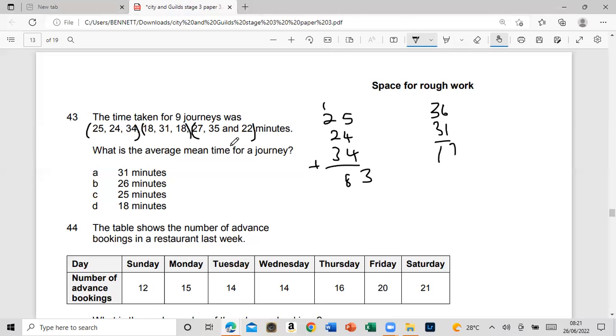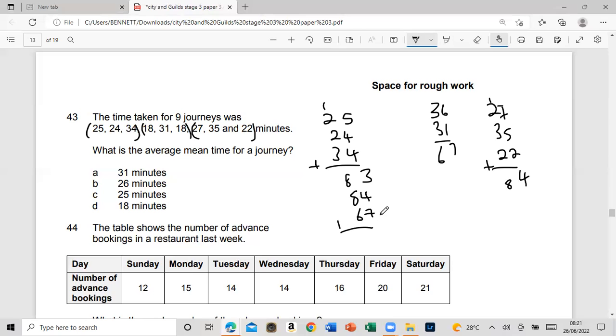This is for the next 3. So that's 7, 67. And this now 27, 35. Alright, so 7 and 7, 14, 4 carry 1. 1, 3, 6, 84. Alright. I'm going to add them now, and then divide by 9.